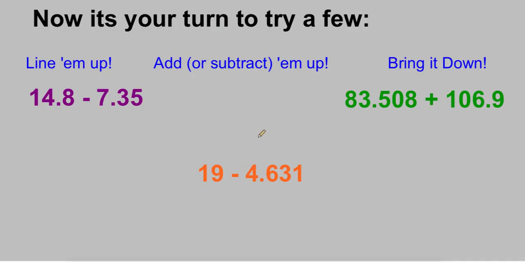So now it's your turn. So I want you to pause. I want you to jot down these 3 problems, line them up, set them up, make sure you know what you're doing. When you're ready, go ahead and hit play, and you can see how I solved each of the problems and see how you did. If you got them right, then you're good. You're ready to move on. Come see me. If not, go back, give the problems a second try, and come see me if you have some questions.